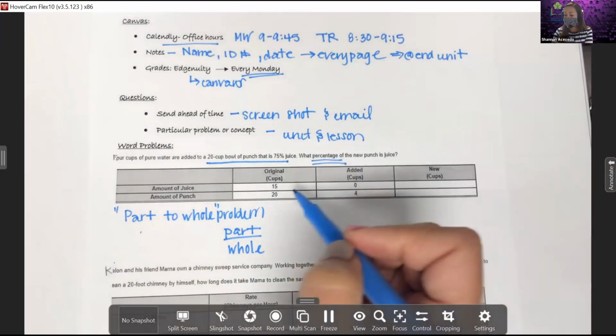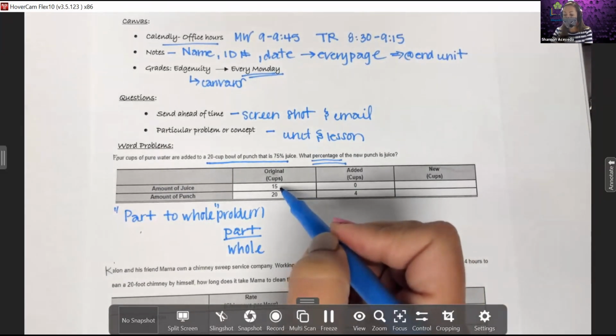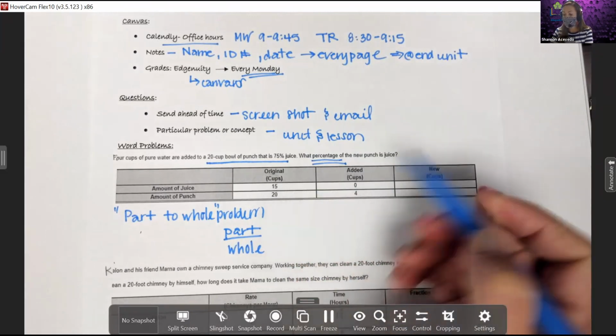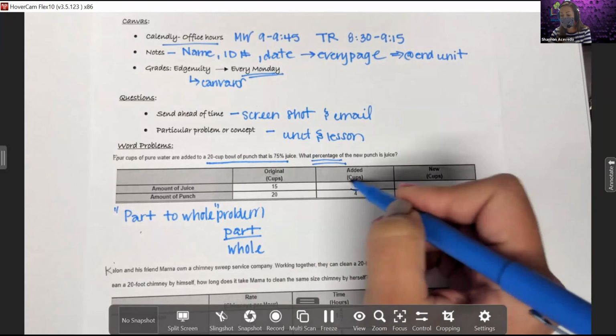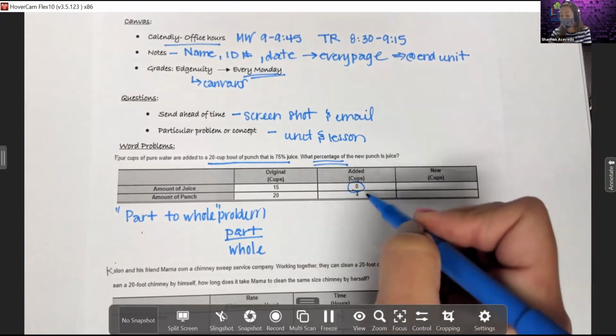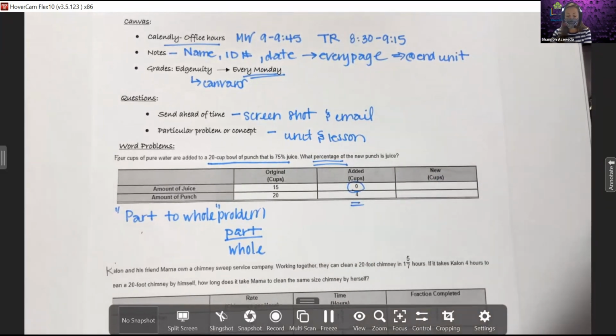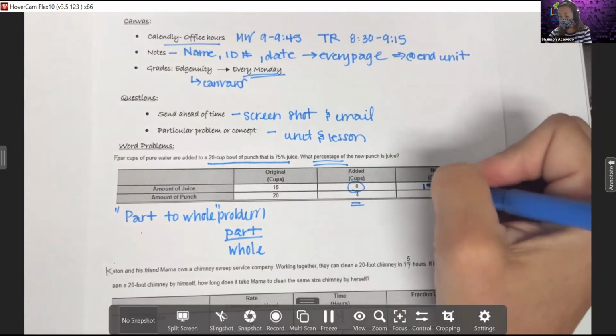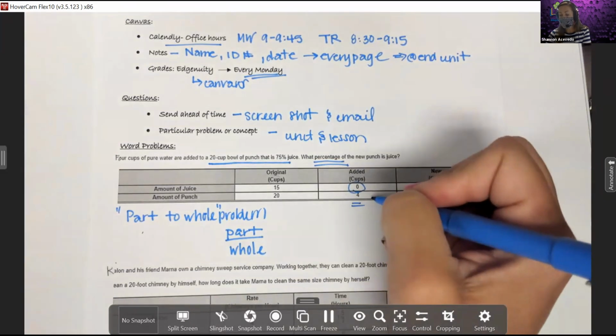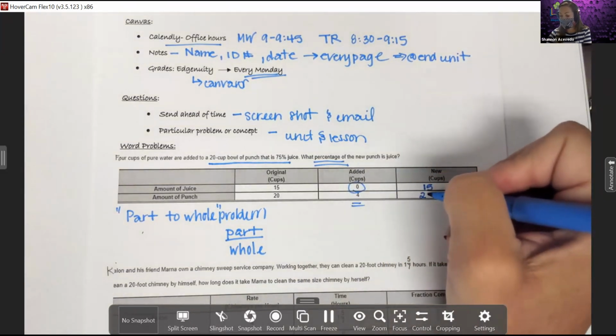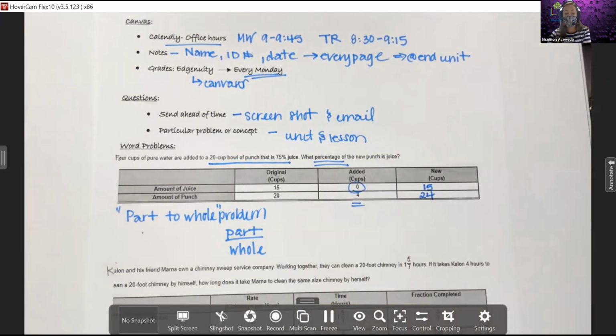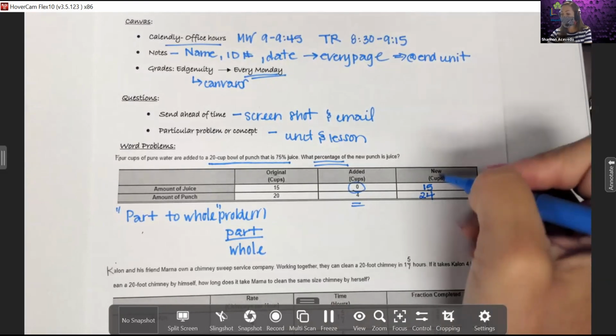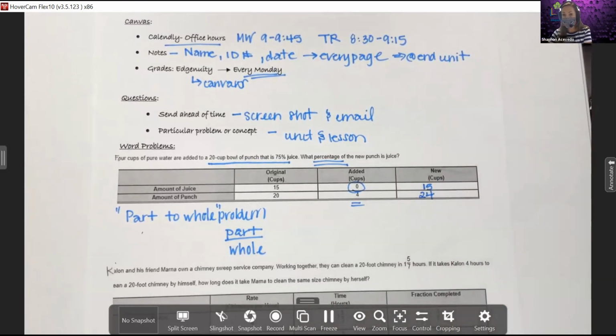So here's what we have. Original cups of juice is 15 cups. The amount of punch is 20. We added 0 cups of juice here, and we added 4 cups here. So when we talk about the new number of cups, nothing changed for the juice. We added the 4 cups to that 20, so we're at 24. This is what the new punch is after we added the 4 cups to what we already had.